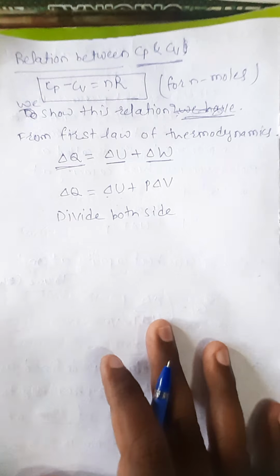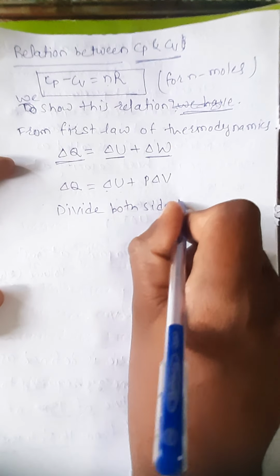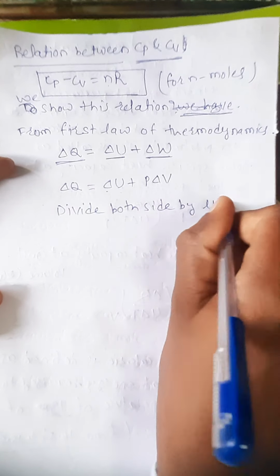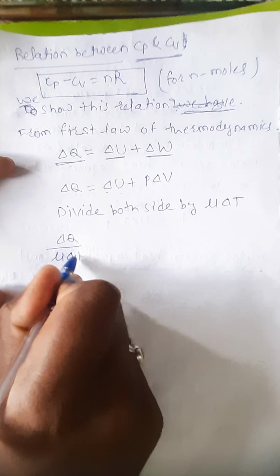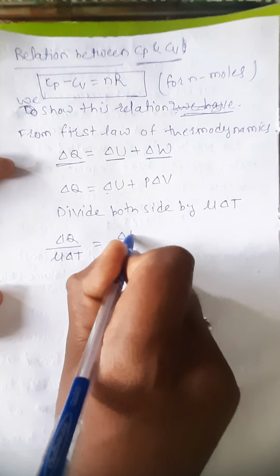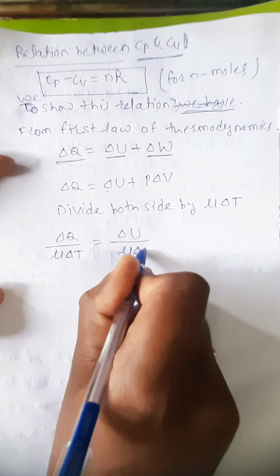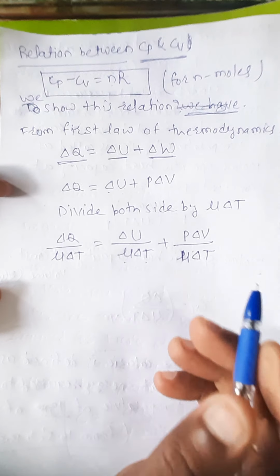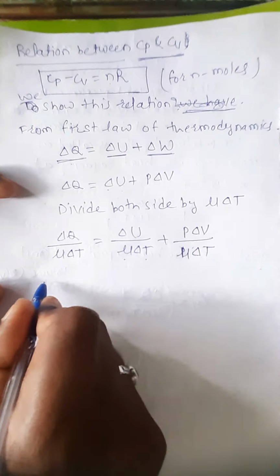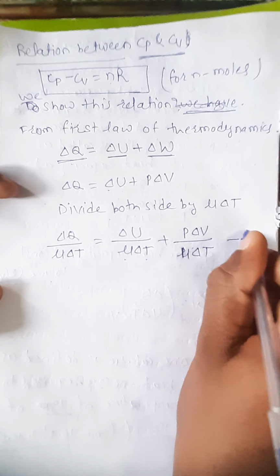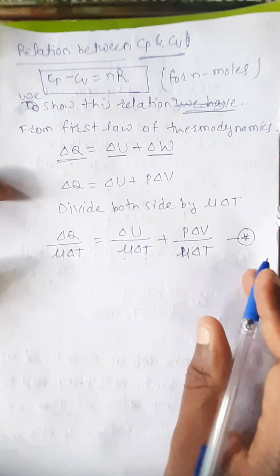We require the specific heat capacity. For that purpose, divide both sides by mu into delta T. Therefore, delta Q divided by mu into delta T is equal to delta U divided by mu into delta T plus P into delta V divided by mu into delta T. Suppose this is equation star.